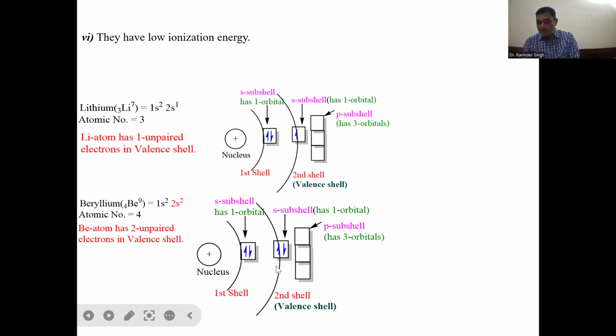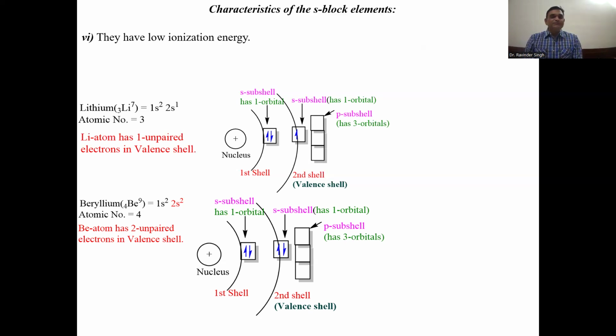These two valence electrons can be lost easily from that isolated gaseous atom, because after losing these two electrons it acquires the group 18 like stable, fulfilled configuration. So very little energy is required to remove the valence shell electron from the group 1 and group number 2 elements. So the s block elements have very low ionization energy.